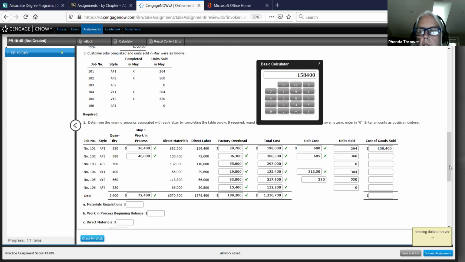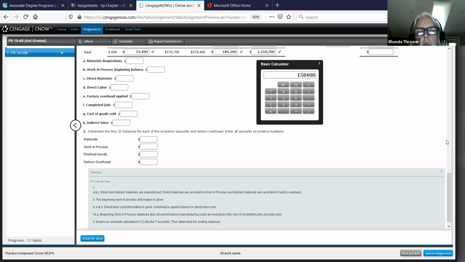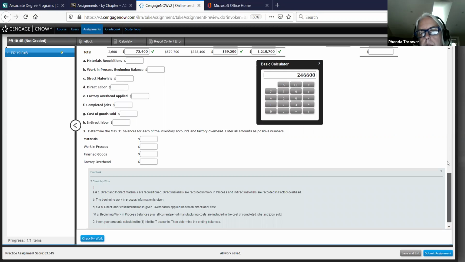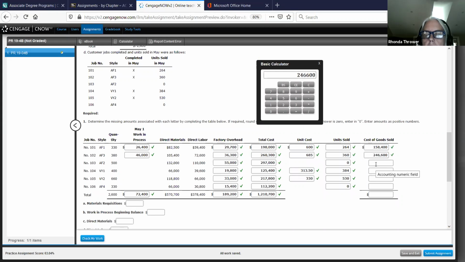We need to check our work for that. The unit cost for job number 102 is $685. So $685 times 360, the number of units sold, equals $246,600. There was nothing that was sold, so this has to be nothing.